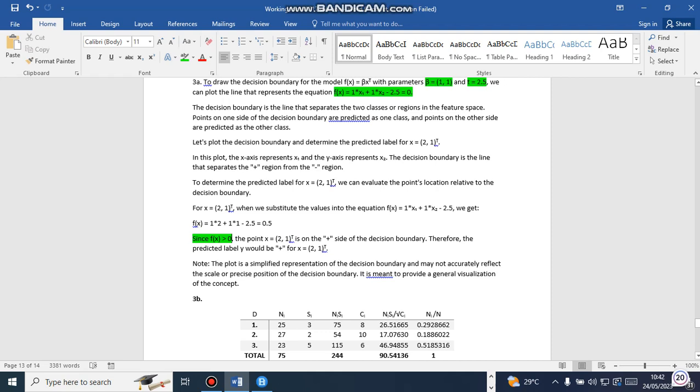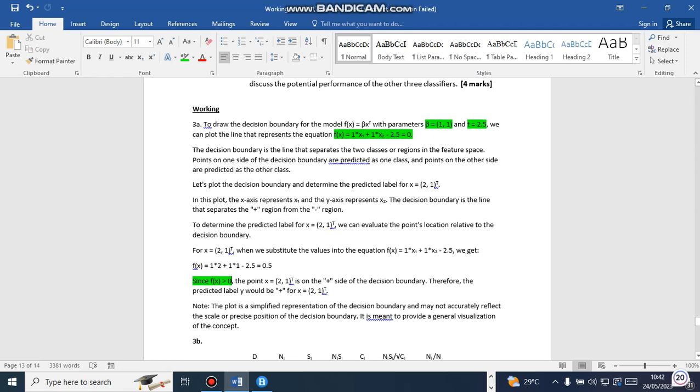So note the plot is a simplified representation of the decision boundary and may not accurately reflect the scale and precision of the decision boundary. It's meant to provide a general visualization concept. So this is just the assumption behind that.